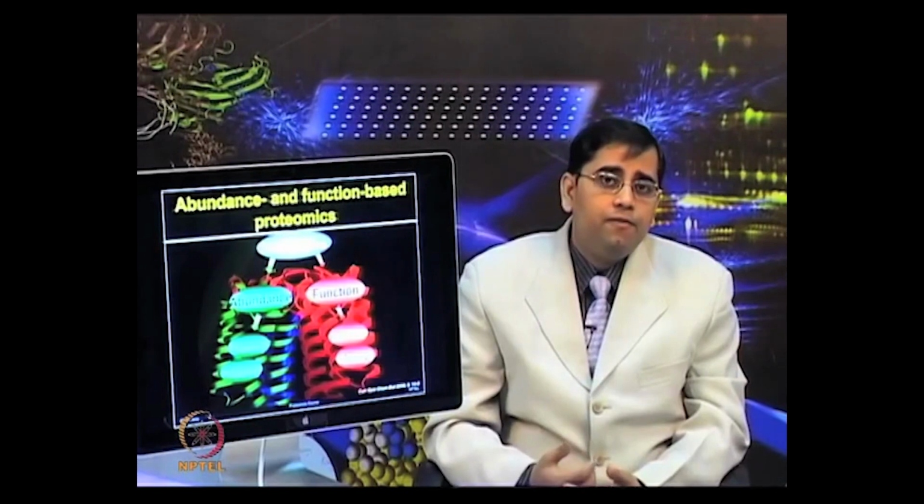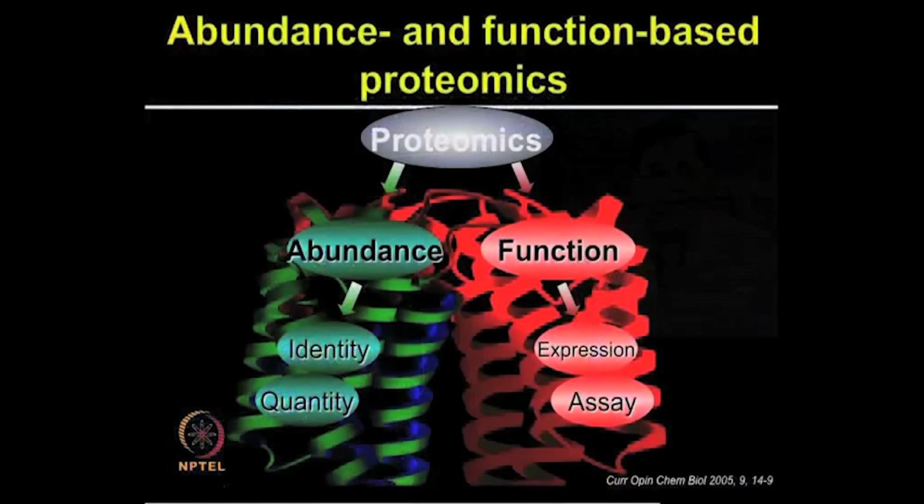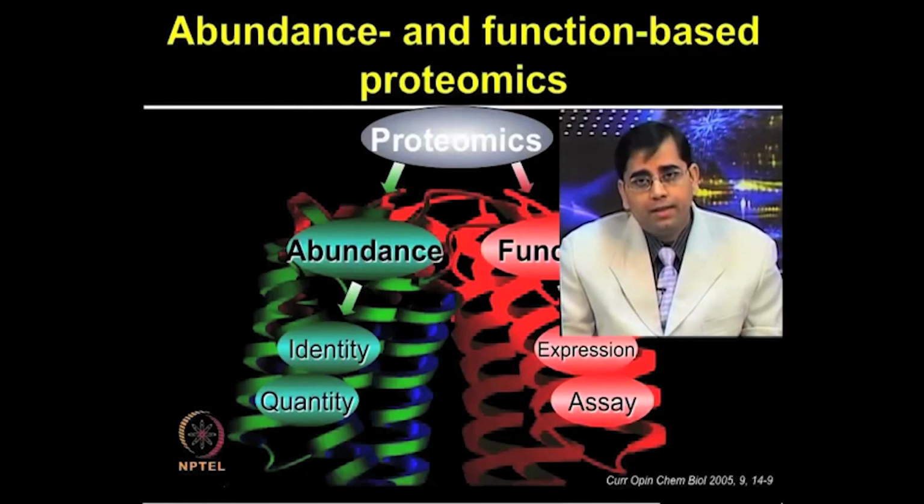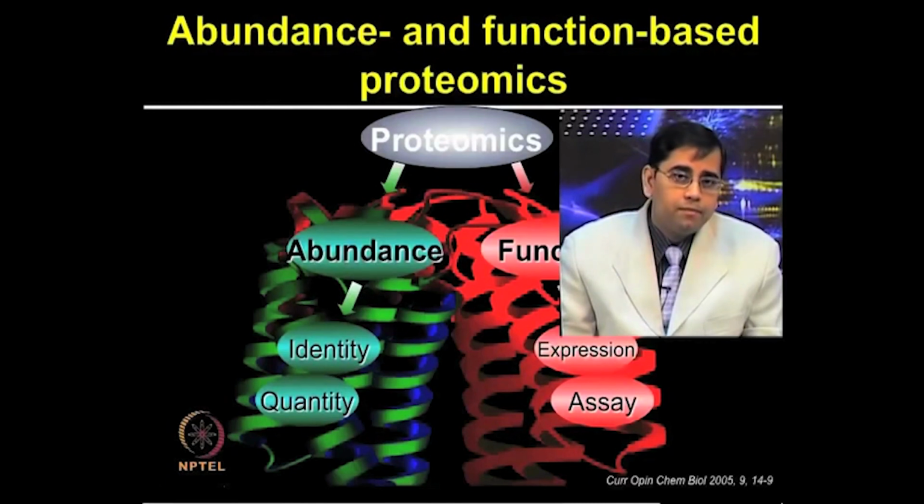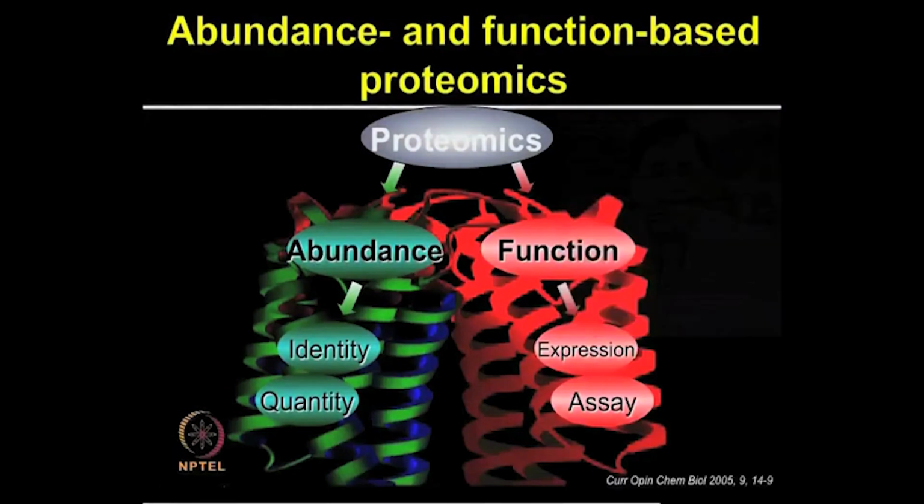The proteomic discipline can be grouped under two major disciplines, abundance and function based proteomics. The abundance based proteomics aims to measure the abundance of protein expression, whereas functional proteomics aims to determine the role of proteins by addressing protein interactions and their biochemical activities.